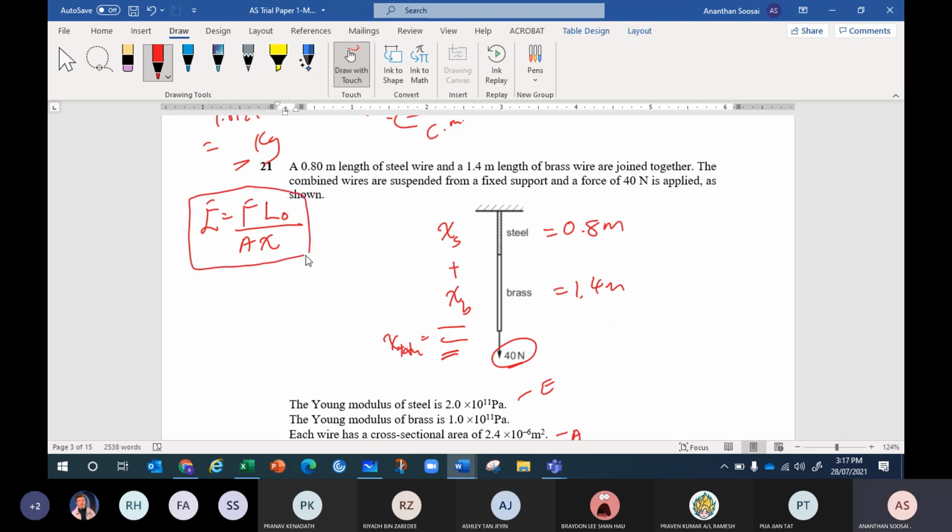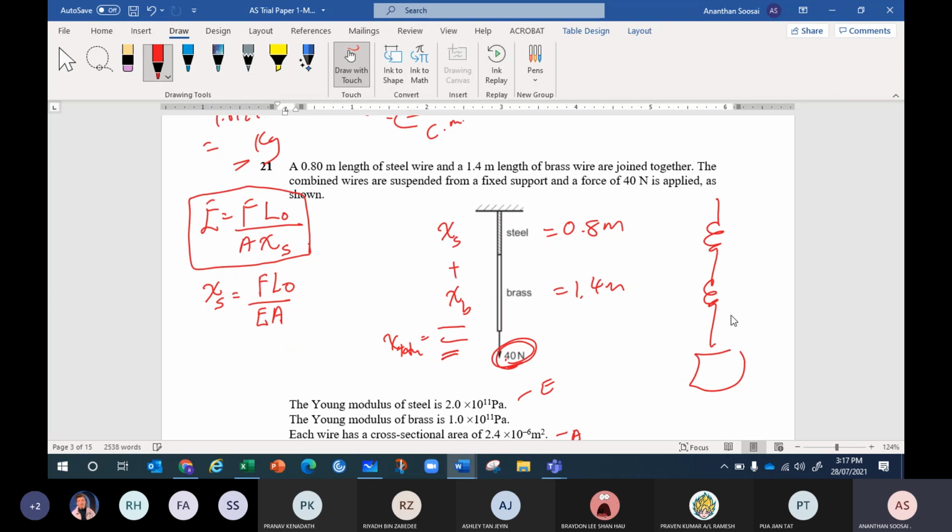So for the case of steel, take the extension of steel as the subject: force times L0 over EA. Do you know these four values? Force is 40 Newton, right? You have to know that, because these two are in series. You see, two springs in series. I told you many times.